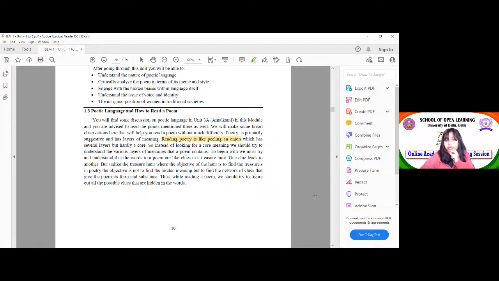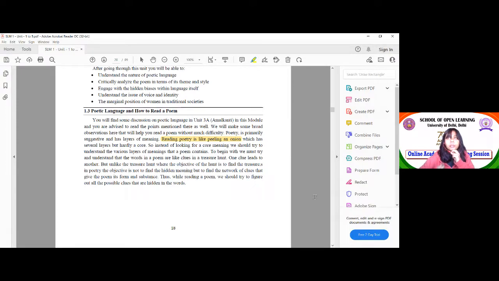So instead of looking for a core meaning, we should try to see the several layers. To begin with, we must try to understand that the words in a poem are like clues in a treasure hunt. So now you have to understand each and every word that is being used by the poet, because mostly it is being done with an intention.